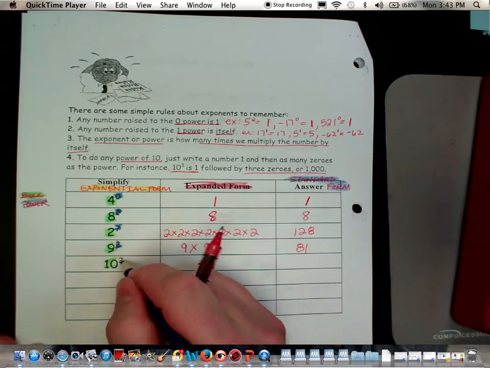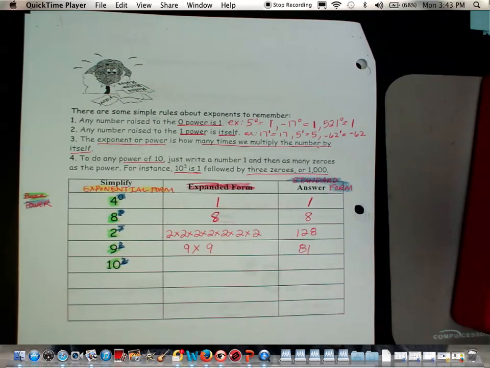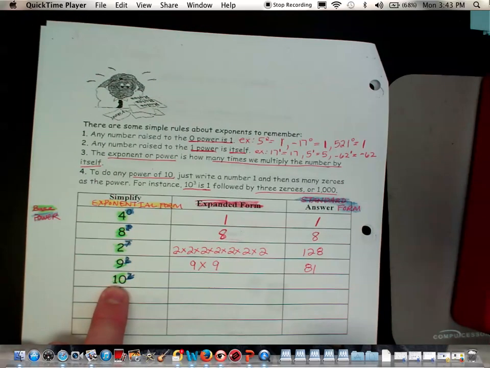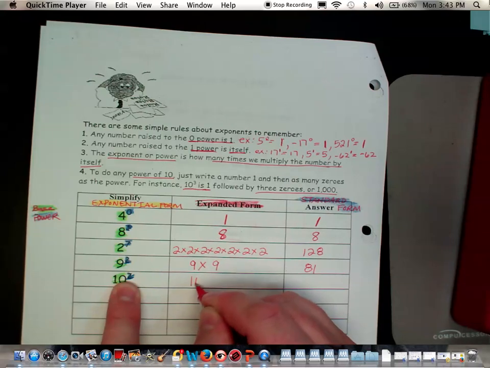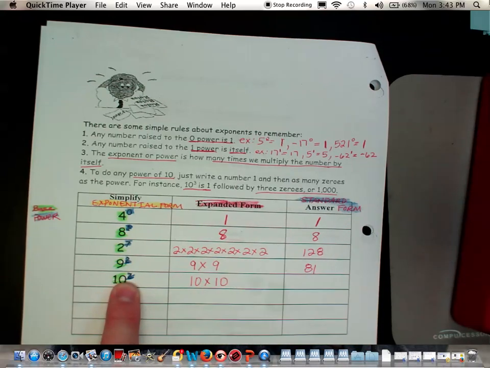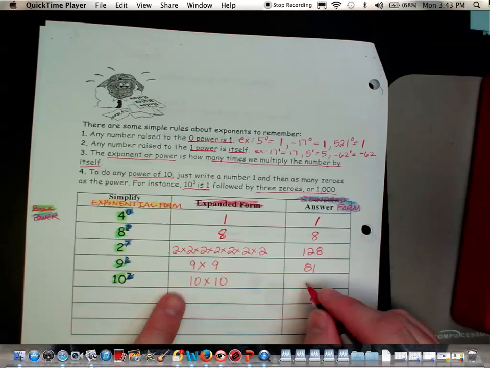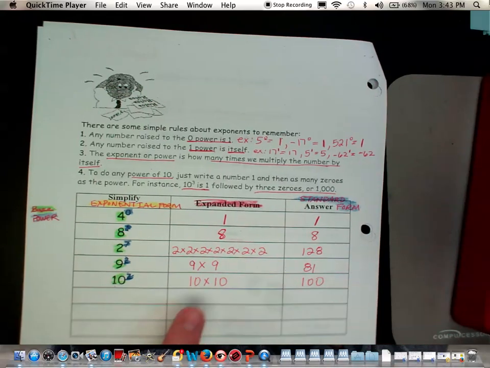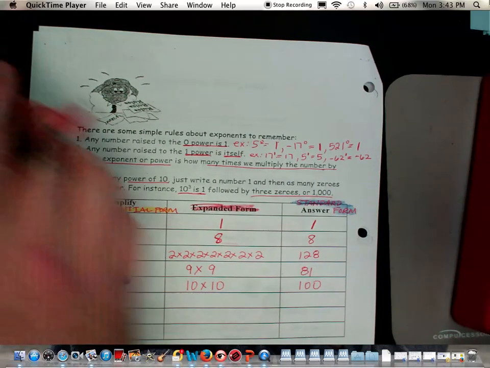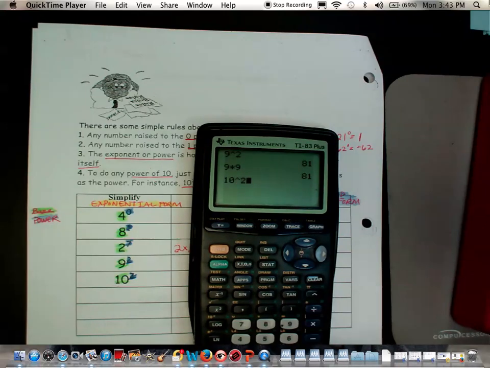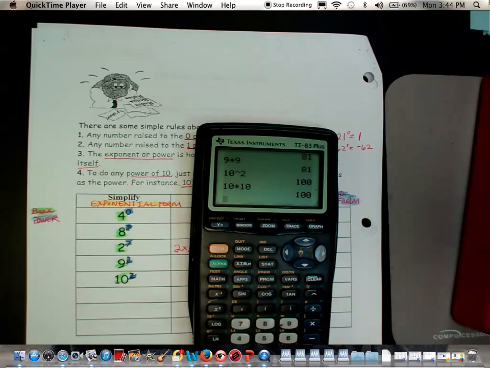This is my exponent. It's 2. So it tells me I'm going to take 10, and how many 10s do I have? I have 2 of them, because my exponent is 2. So I'm going to multiply 10 times 10, which is 10 squared. And 10 times 10 is 100. And you can check it on your calculator. 10 squared is 100, or 10 times 10 is 100.